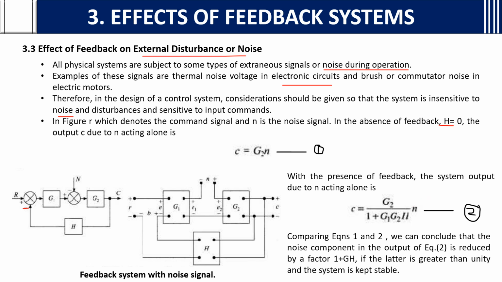Comparing equations 1 and 2, we can conclude that the noise component in the output of equation 2 is reduced by a factor of 1 plus GH, if the latter is greater than unity and the system is kept stable. What this is telling us is that the term 1 plus G1 G2 H reduces the noise present. So the effect of feedback is good: feedback will reduce the noise or external disturbance. If we apply feedback, the noise can be reduced. Based on comparing these two equations, feedback reduces the noise. This is the main point in the effect of feedback on external disturbance or noise.